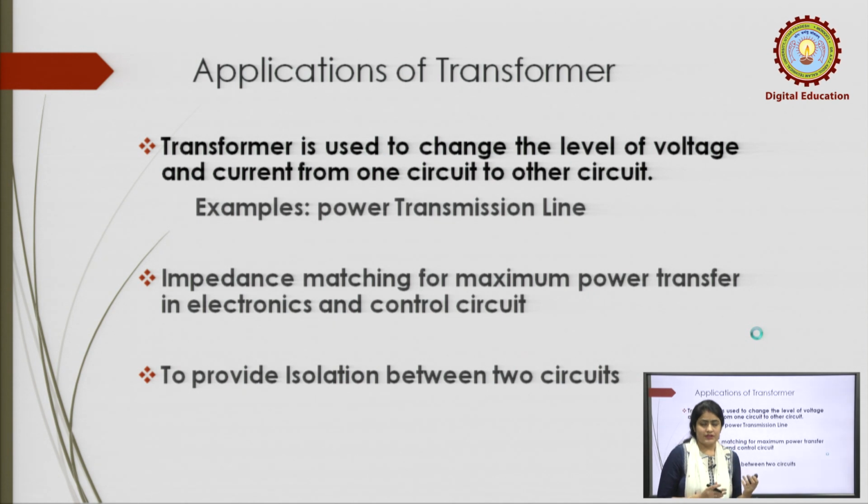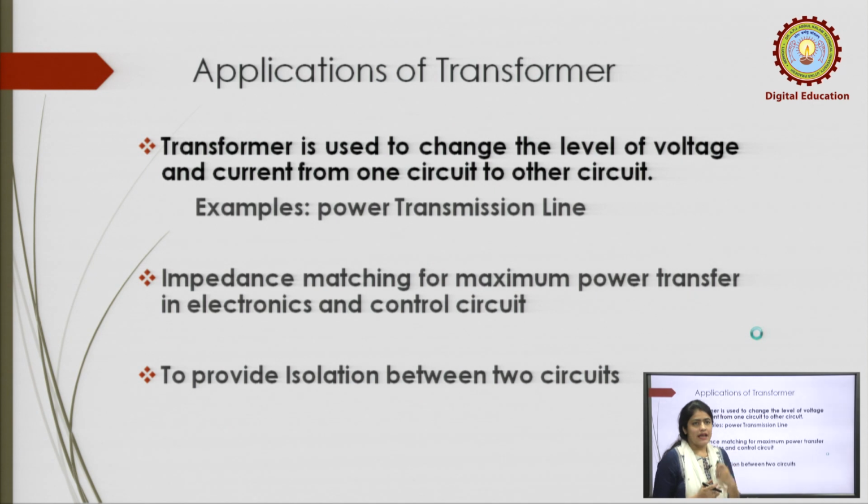Transformers are used in power transmission lines, where the generation is, suppose, 400 volt, and you have to transmit that voltage to the load end side. You pass this voltage through a transformer so that you can increase the level of voltage and transmit it to the load side. Then you connect another transformer to reduce the level of voltage, because when you transmit power at high voltage, the losses will be less.